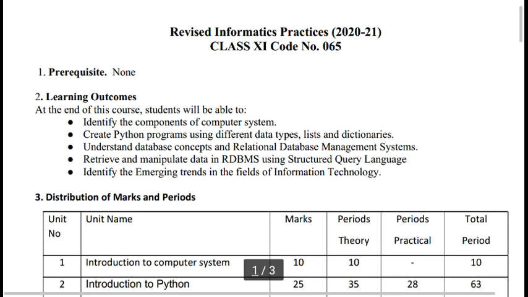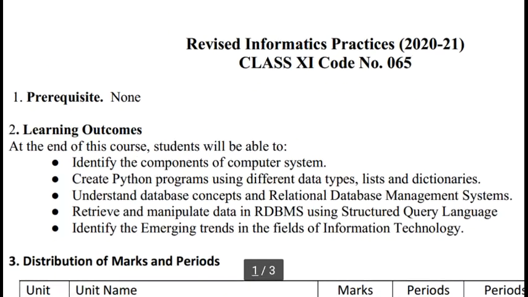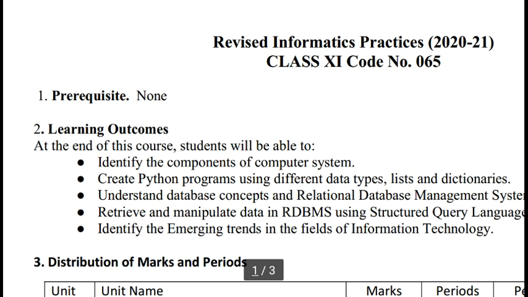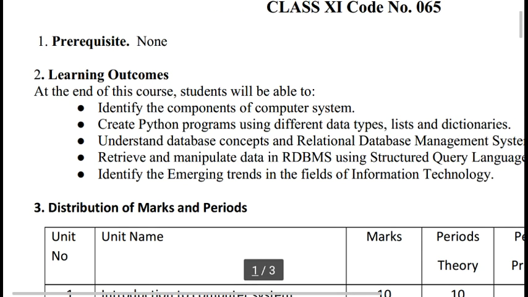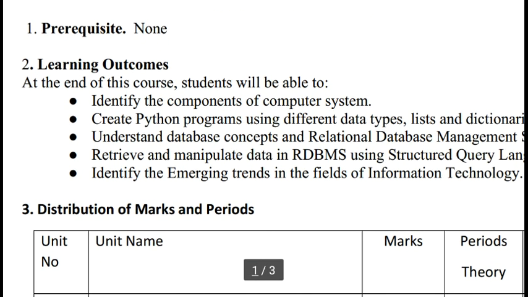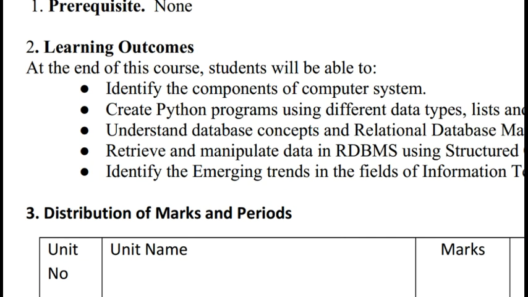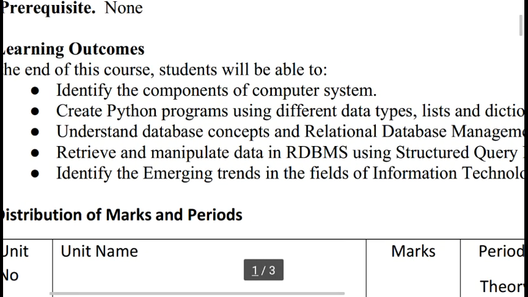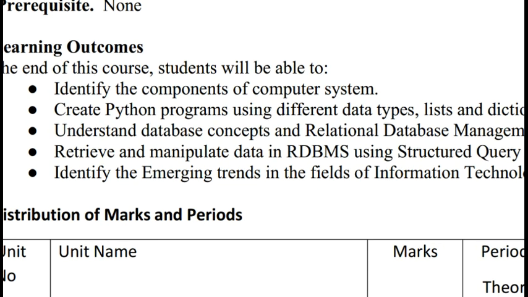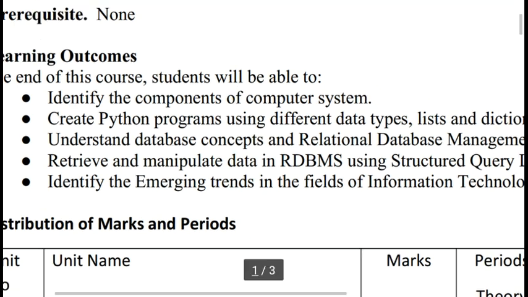Okay, so you can see here the first thing is prerequisite: none, which means we can start everything from the first time. The second thing is learning outcomes. After completing this course you will be able to perform the following things. At the end of this course, the student will be able to identify the components of a computer system. This is a basic thing we know very well: input device, output device, RAM, ROM, printer, scanner. This kind of thing we will learn.